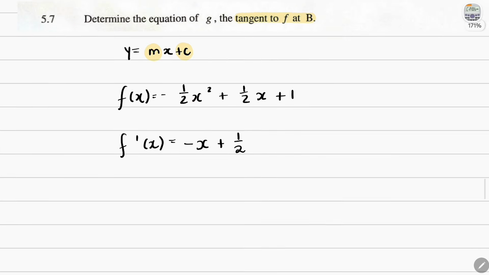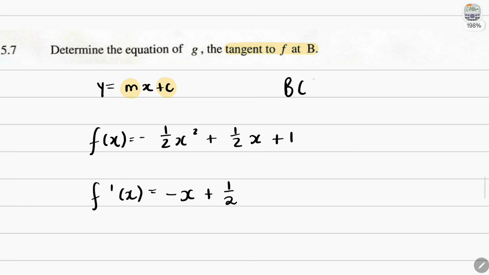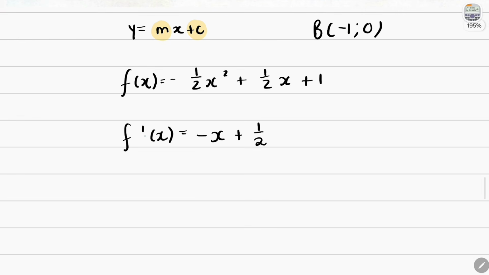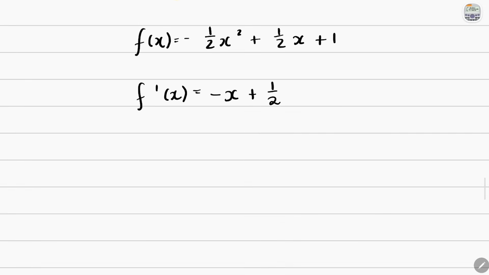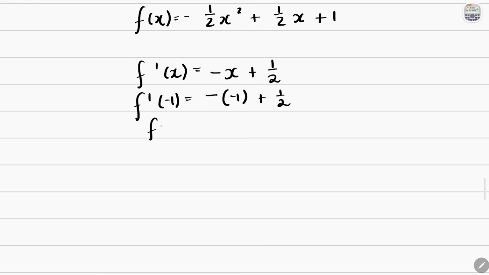Now we specifically want that gradient at that point B, knowing that B is (negative 1; 0). So we're specifically trying to find the gradient of the parabola at the point where x is equal to negative 1. So we'll say f prime of negative 1, and this will tell us that gradient. So negative 1 plus a half. Okay, so that's going to become positive, and 1 plus a half is 3 over 2, or 1.5. So the gradient of that tangent is 3 over 2.